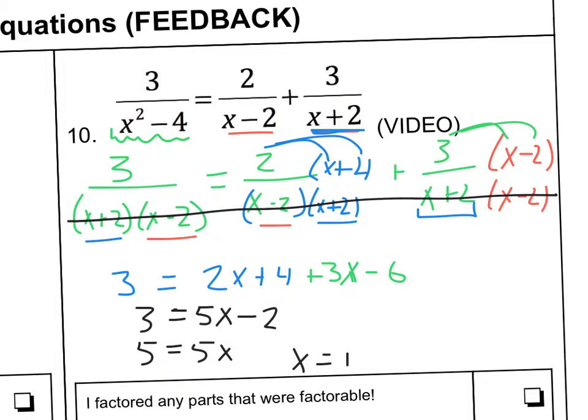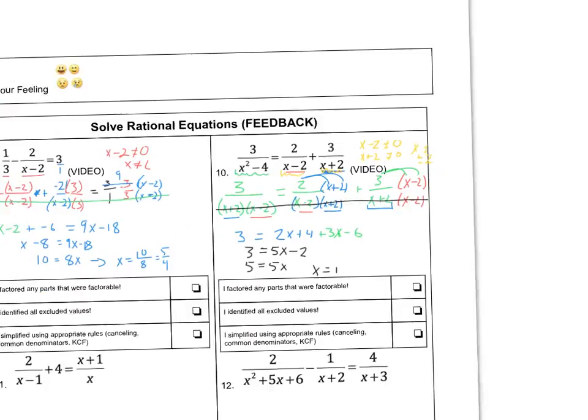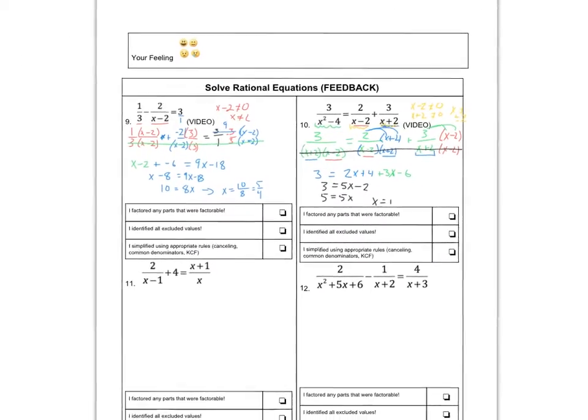And I have no idea if this actually works because we forgot to do excluded values. Oh, no. So we're going to have x minus 2 cannot be 0. We're going to have x plus 2 cannot be 0. And that means that x cannot be plus or minus 2, which thankfully is not 1. So that one is actually all set too.